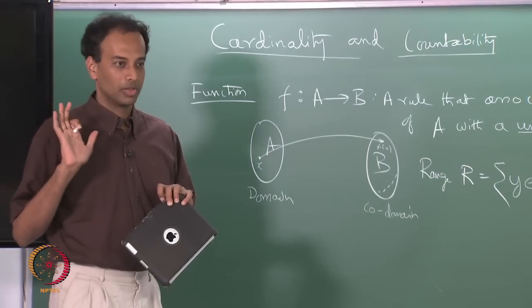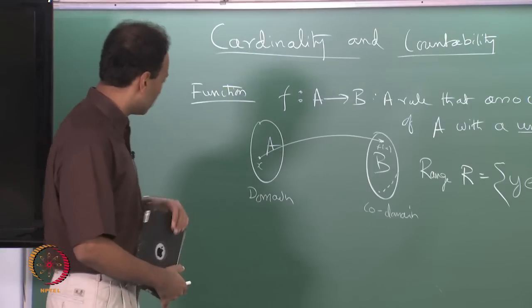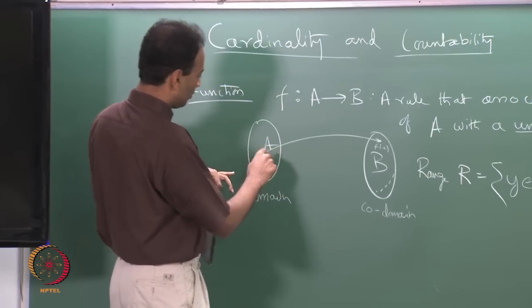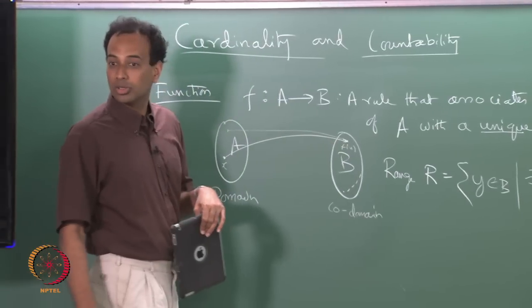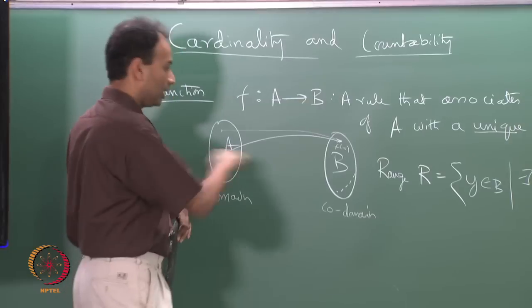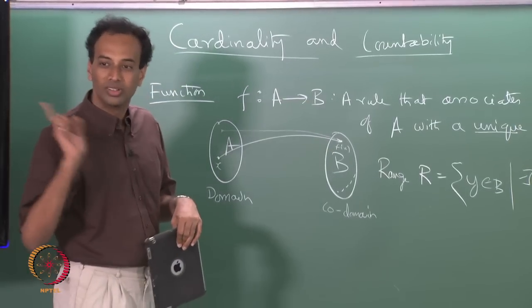So that is a function from A to B. Remember that you can have multiple elements mapping to the same thing, that is allowed, but you cannot have one element mapping to multiple things, that is not allowed.